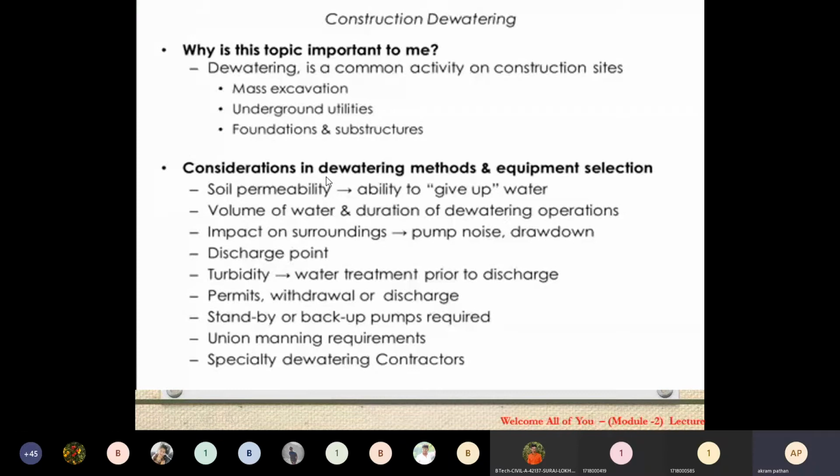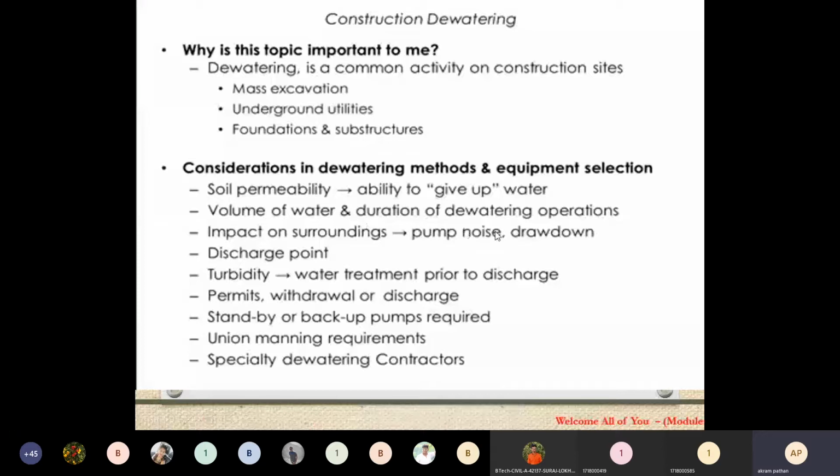Various considerations are also required during the dewatering process. We discussed these considerations in the last lectures. Soil permeability is very important. According to the permeability of soil, it plays an important role in dewatering, because if the porosity of the soil is large, then whatever water is coming from the nearby area into your actual construction area, the flow from the nearby area is very large. So soil permeability plays an important role.